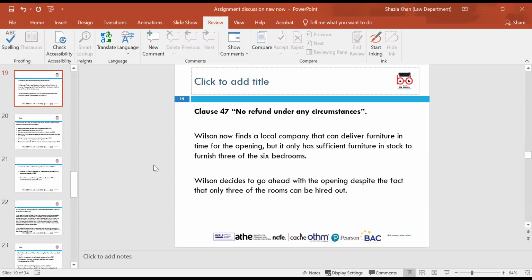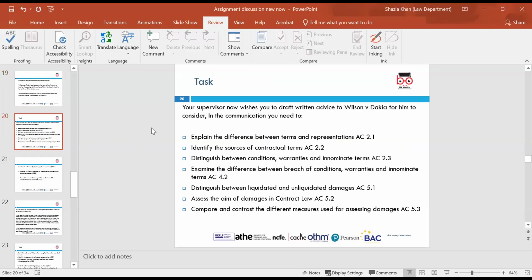Wilson now finds a local company that can deliver furniture in time for the opening, but it only has sufficient furniture in stock to furnish 3 of the 6 bedrooms. Wilson decides to go ahead with the opening despite the fact that only 3 of the rooms can be hired out. For this task, your supervisor now wishes for you to draft a written advice to Wilson and Dakia for him to consider in the communication you need.